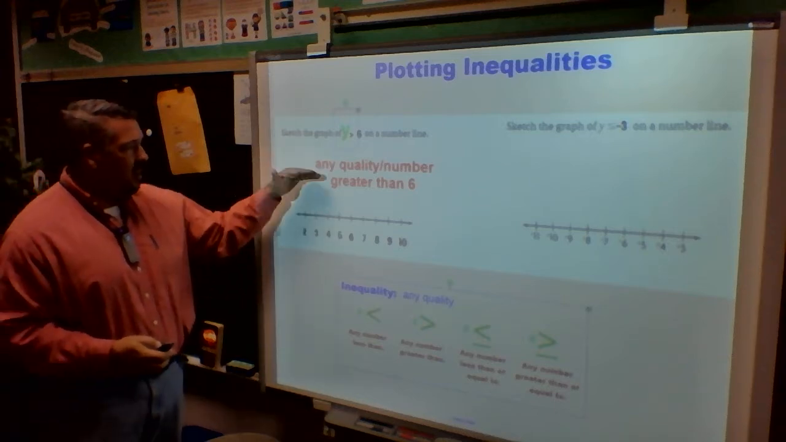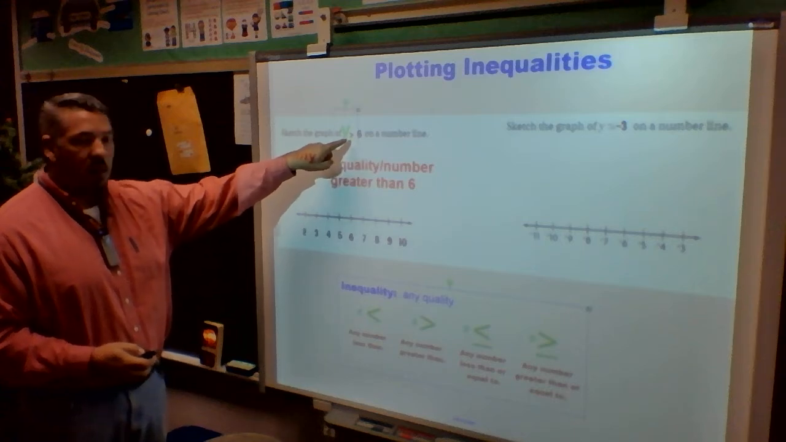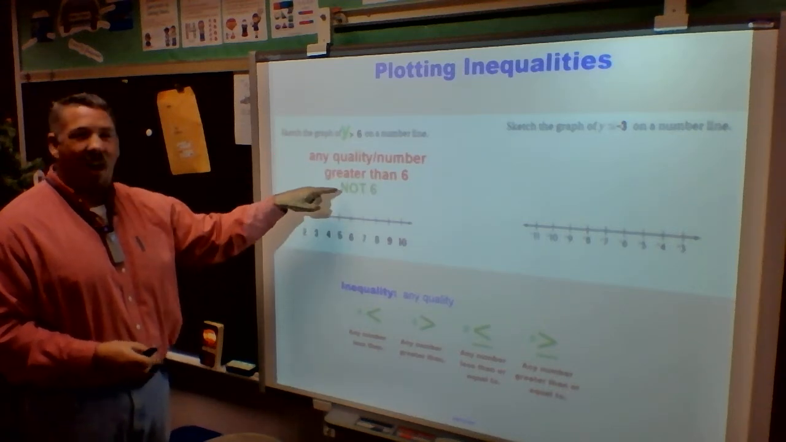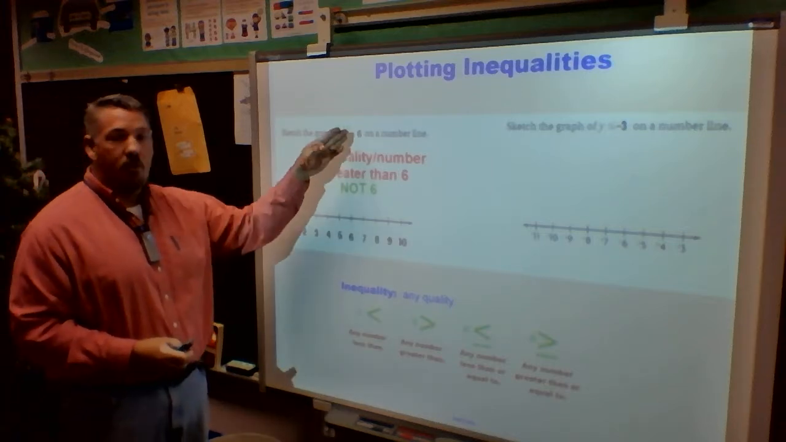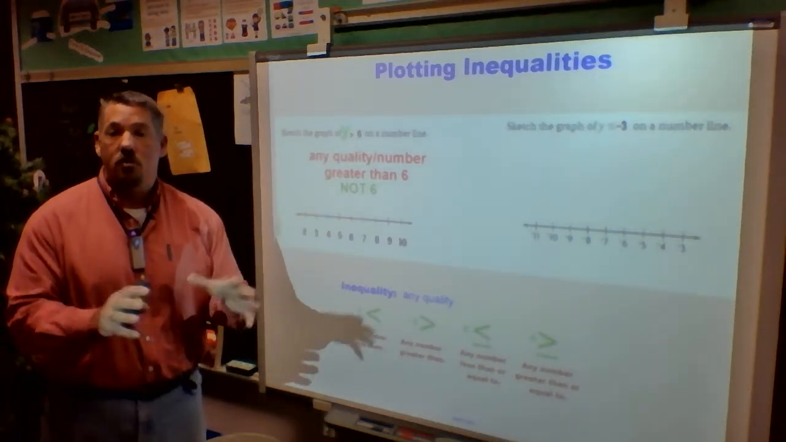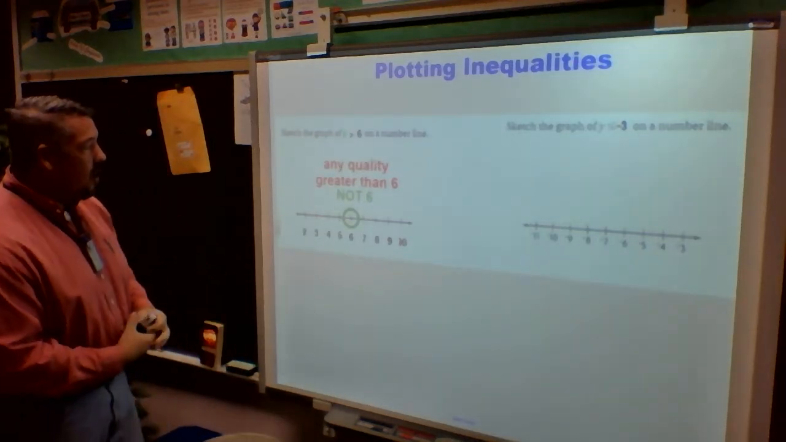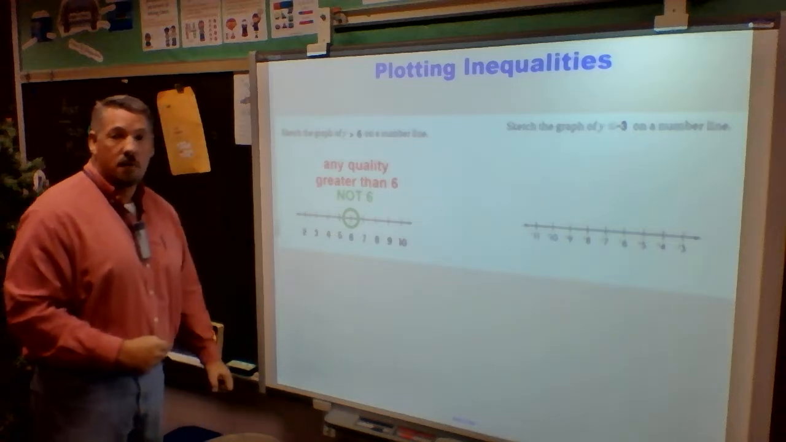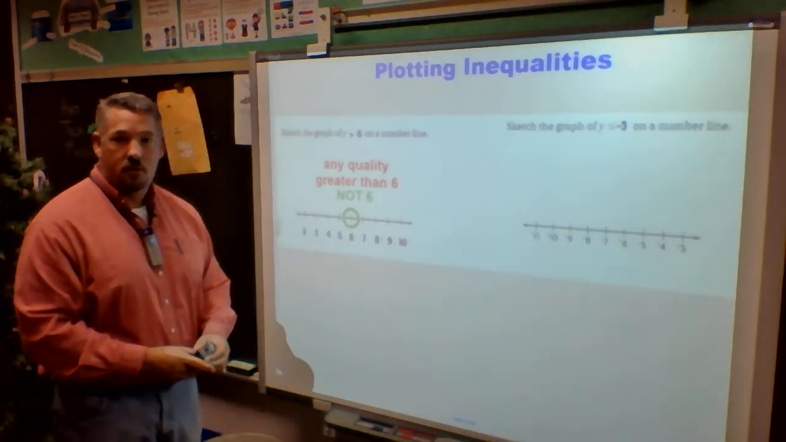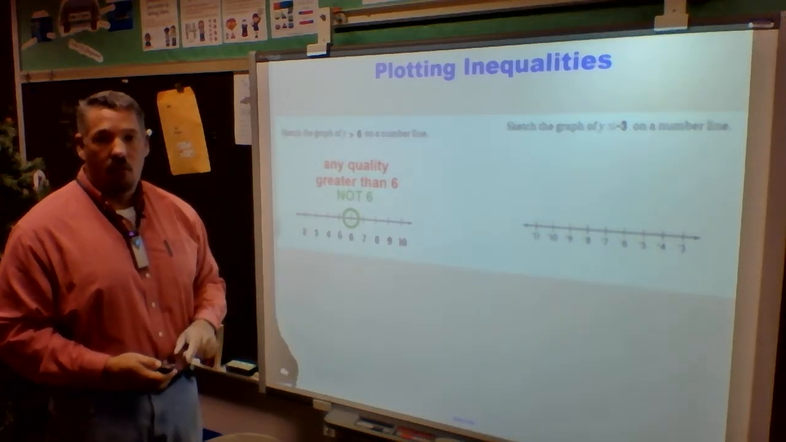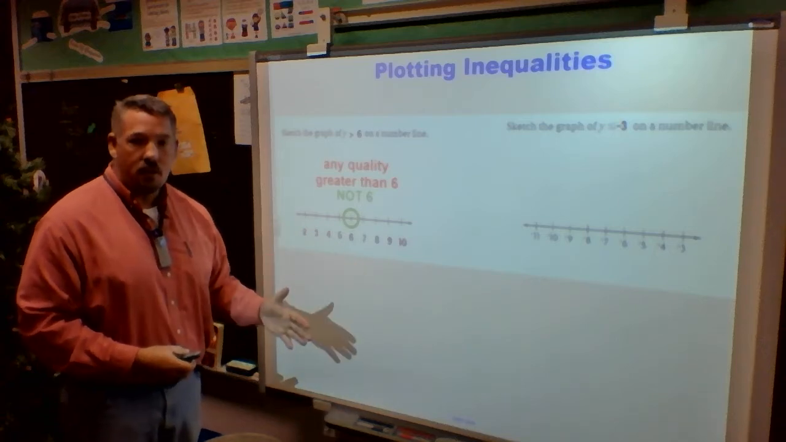If I'm talking about any number that is greater than 6, but notice that it's just greater than. It's not going to be equal to 6. So I'm going to go to that number that is shown and I'm only going to circle it. It's going to be left open. When I circle it, I know that I'm going to start there. But if it's not filled in, it cannot be equal to 6. It doesn't have that line underneath it. And then once I circle it, I know I'm starting at 6.